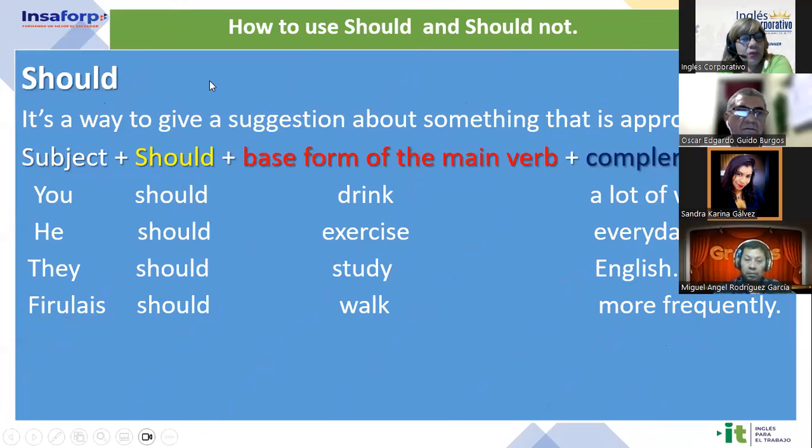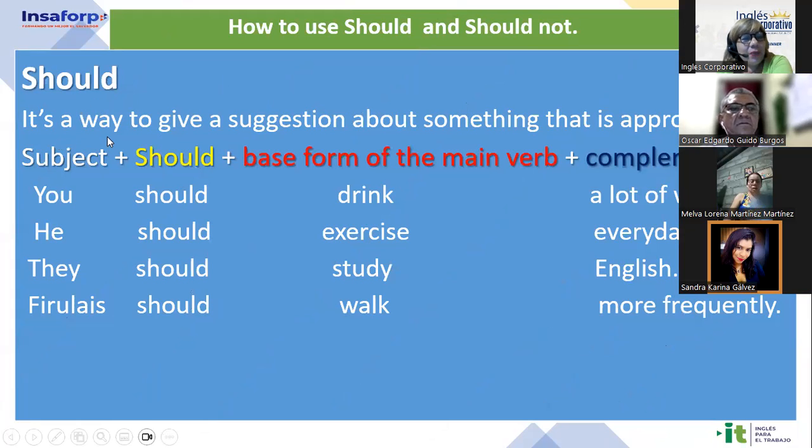Now, how do you use should? Should is a way to give a suggestion about something that is appropriate. So should is a suggestion or recommendation. When you use should, what is the structure? You have the subject, you have should, the base form of the verb, no ing, no s, no ed, right? The base form. Complement. Example: you should drink a lot of water.